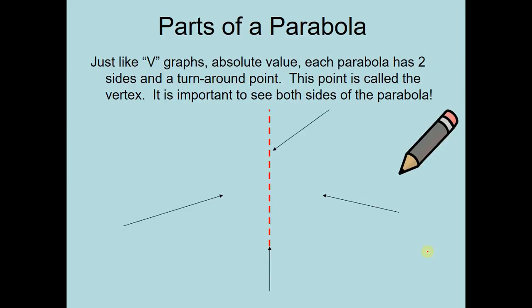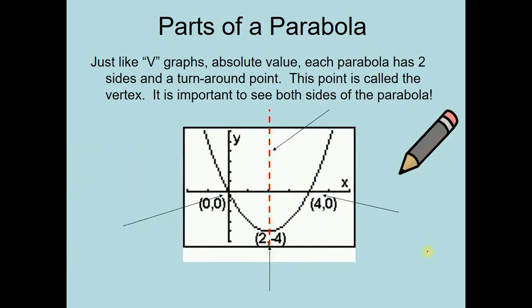So, parts of a parabola. Normally these are going to look like V's. They're going to kind of look like a V, but more of a U. There's two sides and a turnaround point. Now, this turnaround point is called your vertex. Same thing as what we called on a V. Now, you always want to see both sides of the parabola, just like how we always saw both sides of our V. So, got a couple of things to be aware of. You got some x-intercepts right here, right there, and right there.